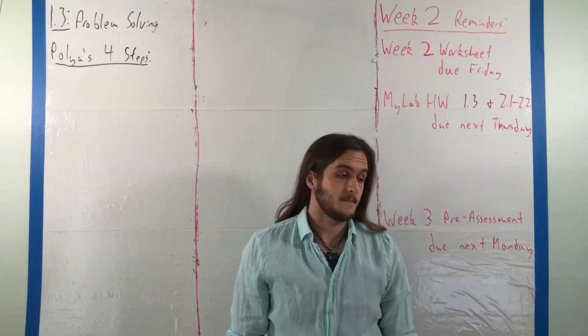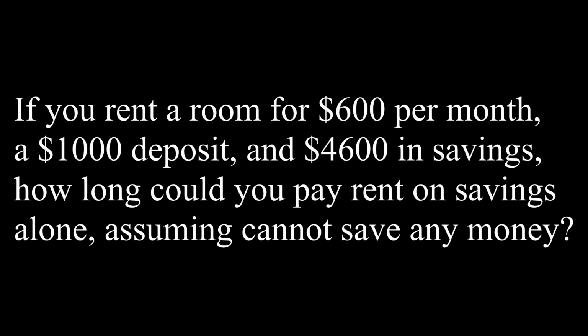Let's give an example a try. Here, we are given that if you rent a room for $600 a month with a $1,000 deposit and $4,600 in savings, how long can you pay rent on savings alone, assuming you can't save any more than that, assuming that your savings are going exclusively towards rent.